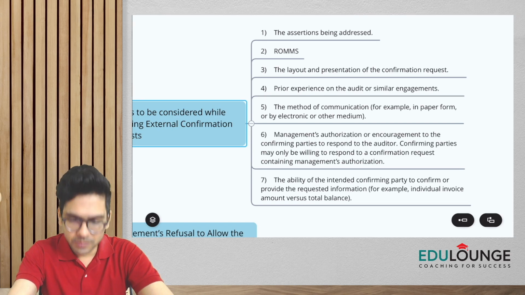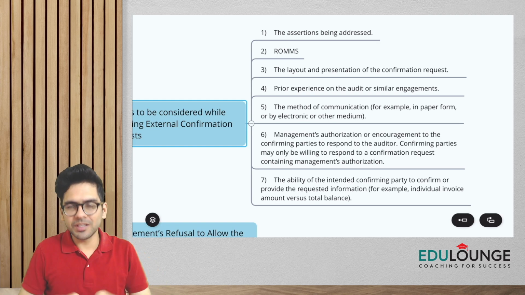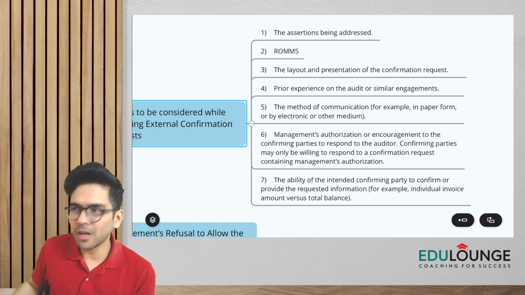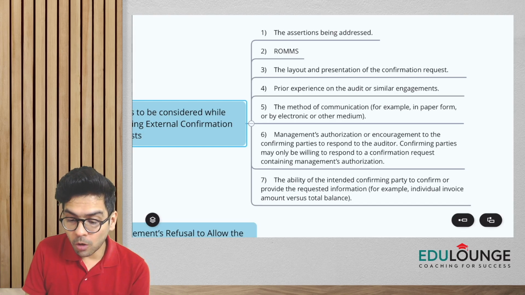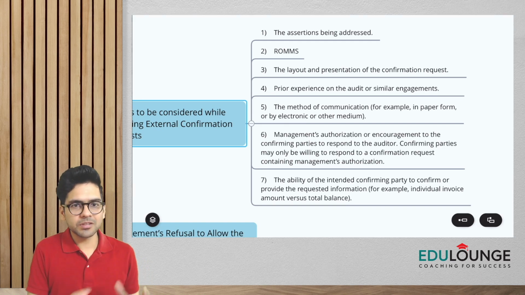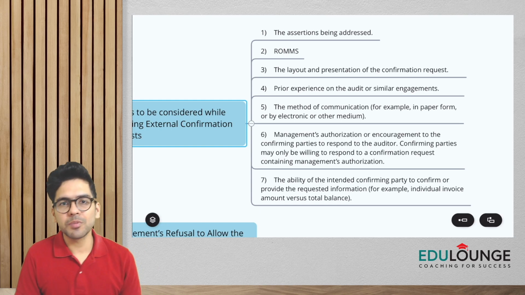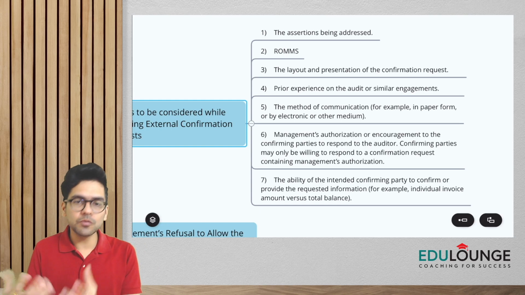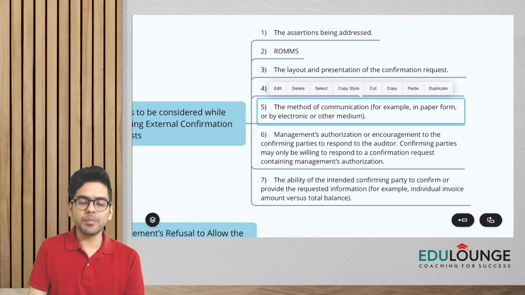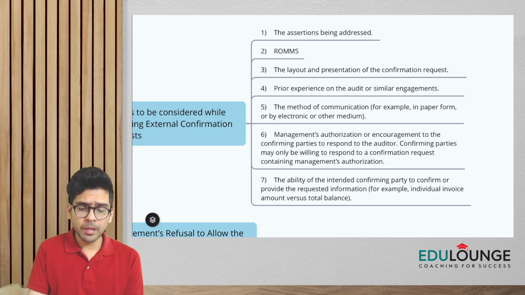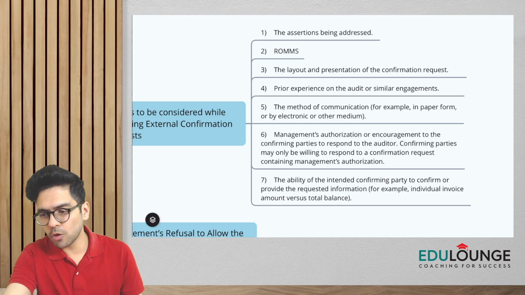Okay, third is layout and presentation of the confirmation request, how you are going to present it, whether it is going to be, let's say, in soft copy, are you sending an email, or you're going to send hard copy. Okay, and prior experience on the audit or similar engagements. So of course, guys, when you're designing a confirmation request, to whom to send and what to write in the confirmation request, your experience would also matter here. Okay, we have already read about this method of communication, whether it is going to be in hard copy, paper form, or electronic medium.